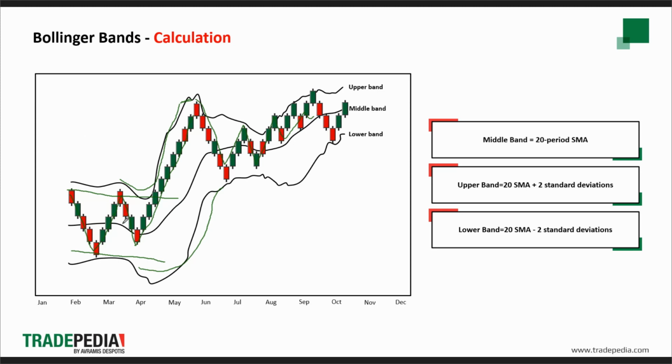Okay, so the middle band itself over here is a 20 period simple moving average. The upper band is plotted 2 standard deviations above this 20 SMA, and the lower band over here is plotted 2 standard deviations below the 20 SMA. All right, so that's how Bollinger Band functions. Let us quickly move on to the next slides.